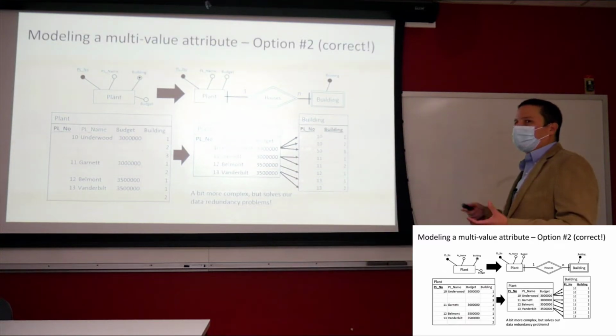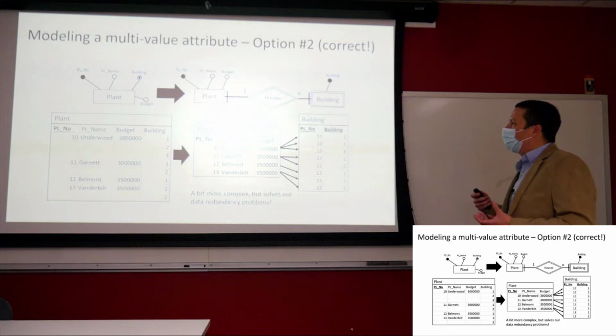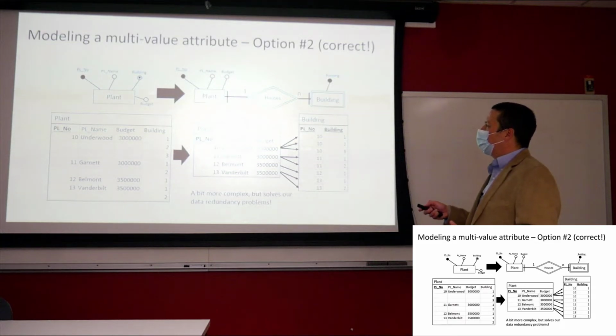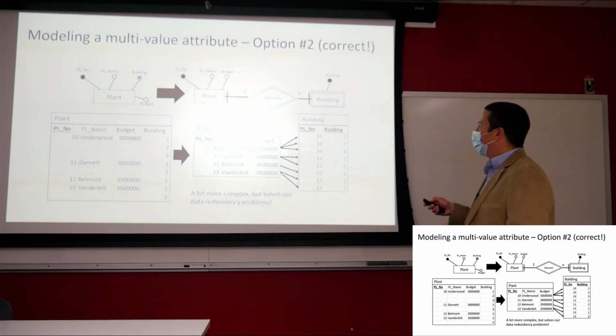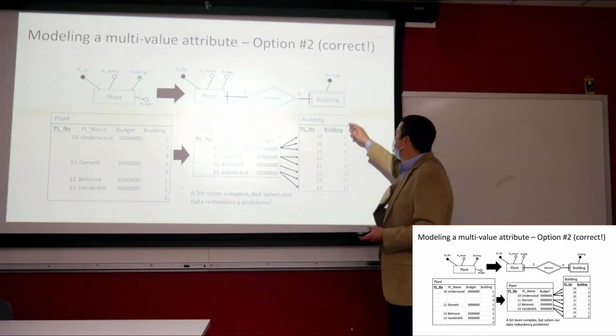So that's our next step of making our model more precise, is to take these multi-value attributes and model them such that we are keeping these values in another entity. And in this case, we've modeled it as a weak entity.